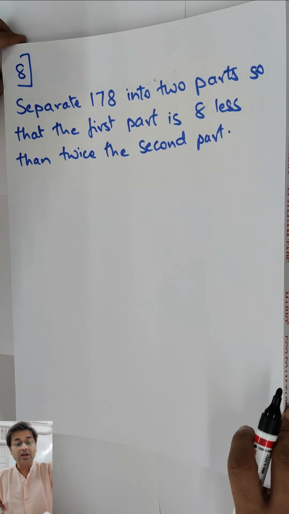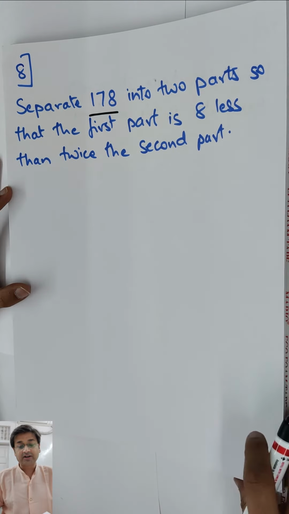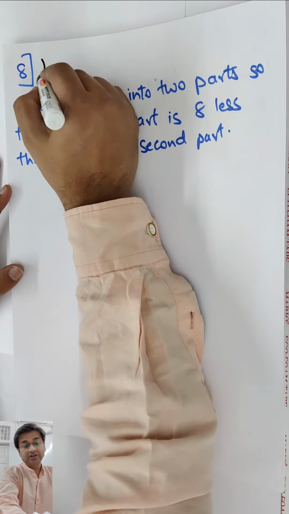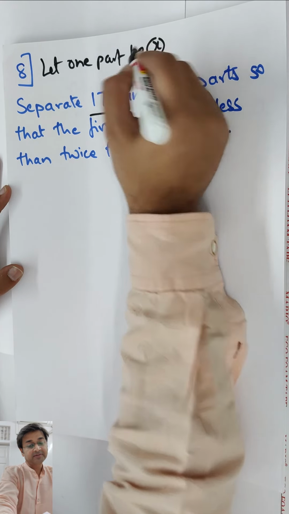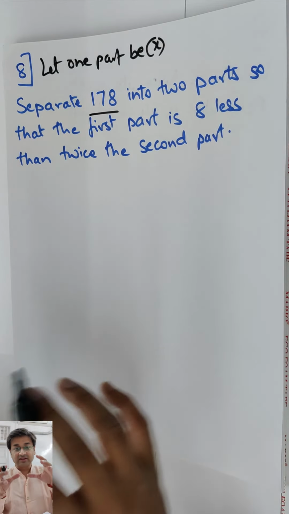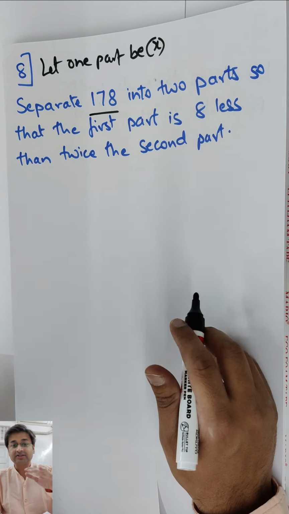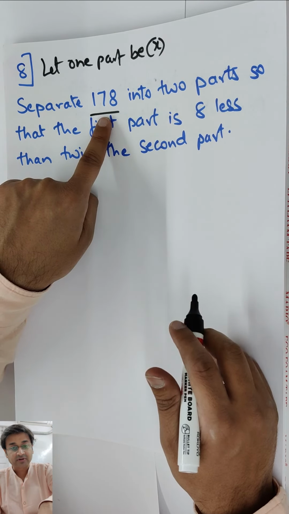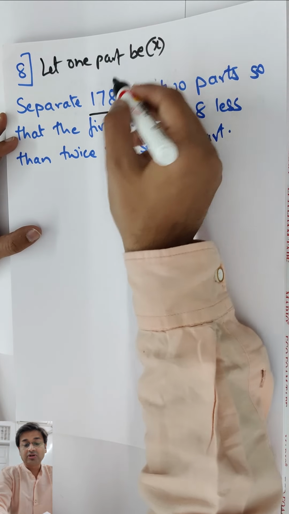Let's see. Separate 178 into 2 parts, so that the first part is 8 less than twice the second part. So 2 parts. So you will say let one part be x. So if one part is x out of 178, whenever you get confused, take that x as a number. Let's say the number is 10. So one number is 10. What will be the other number? 168. Means you're going to subtract it. Exactly the same thing you're going to do.